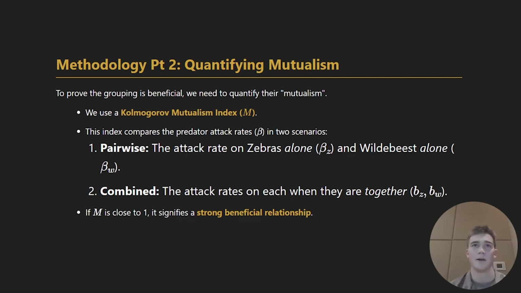We needed to prove that grouping itself provides an advantage. To do this, we used a Kolmogorov Mutualism Index, or M. This index compares the predator attack rates, beta, in two different scenarios. First, the pairwise rate, which is the attack rate on zebras alone and wildebeest alone. Second, the combined rate, which is the attack rate when both zebras and wildebeest are together. If M is close to 1, it confirms a strong beneficial relationship. Cadet Kim will now show our results from this calculation.